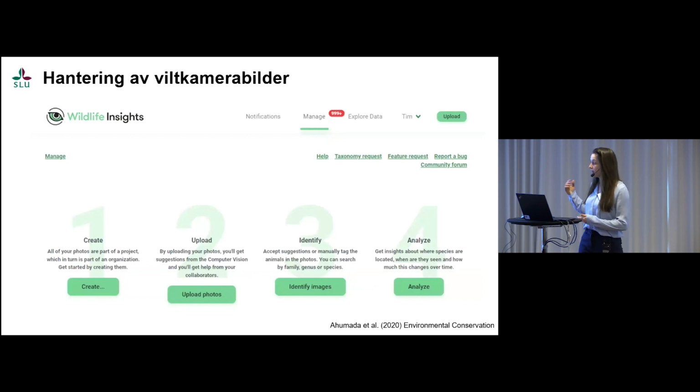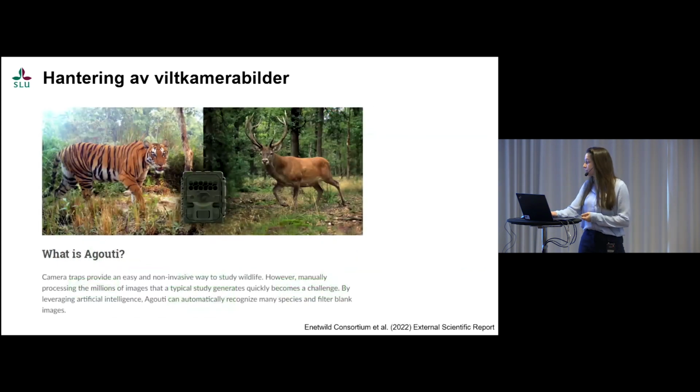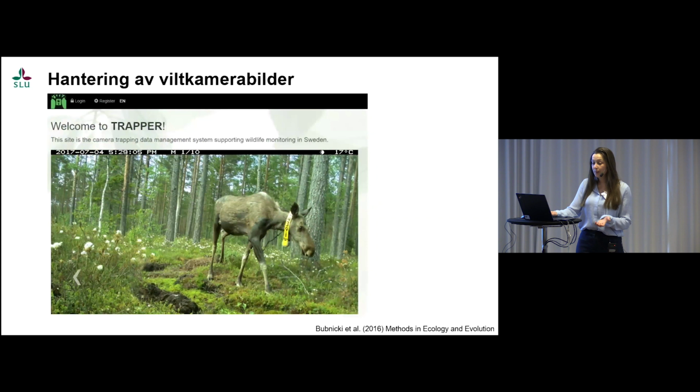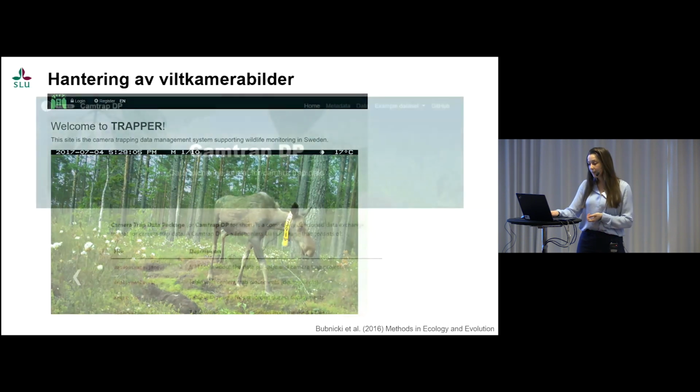And Wildlife Insights is one example that is widely used. Another example is Aguji. And Trapper. And Trapper is actually the system that we in our research group use here. And we really like this system because it's quite flexible, and it also allows access to the data from different software. And this is where it also makes it easier to train, for instance, AI models on the images. And this makes it, in general, more extensible and interoperable.